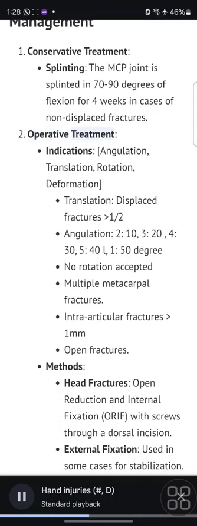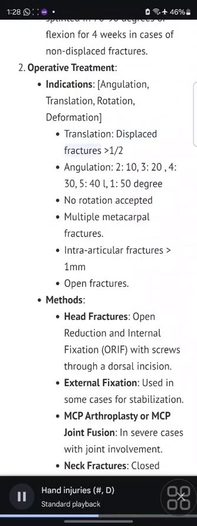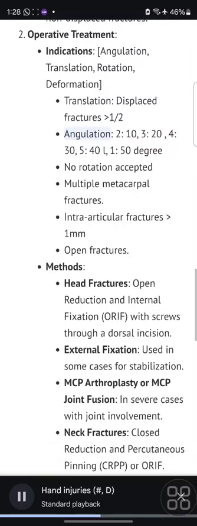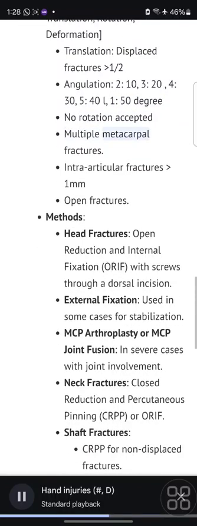2. Operative treatment. Indications. Angulation, translation, rotation, deformation. Translation. Displaced fractures greater than 1/2. Angulation. 2nd, 3rd, 4th, 5th, and 150 degrees. No rotation accepted. Multiple metacarpal fractures. Intra-articular fractures greater than 1 mm.